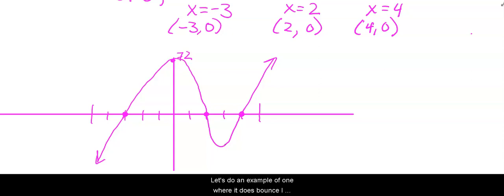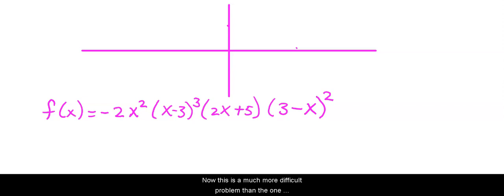Let's do an example of one where it does bounce. I noticed there weren't any in the homework, but this is something you should know. Now, this is a much more difficult problem than the one we've seen before. Let's first try to find the degree and leading coefficient by pulling the highest degree term out of each factor with its power and multiplying them together.